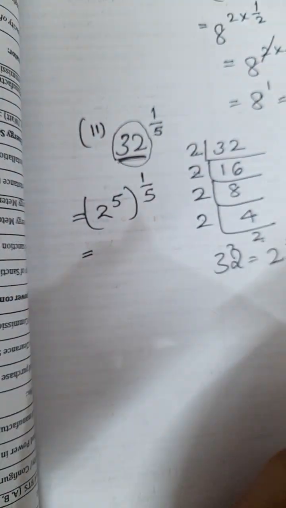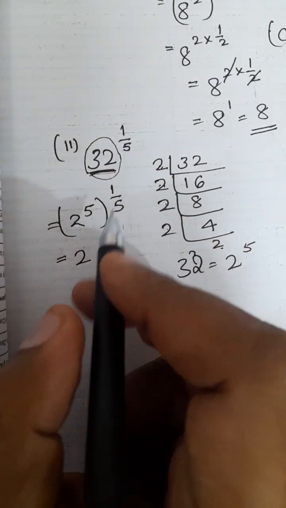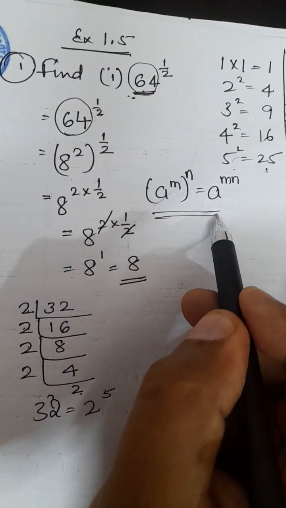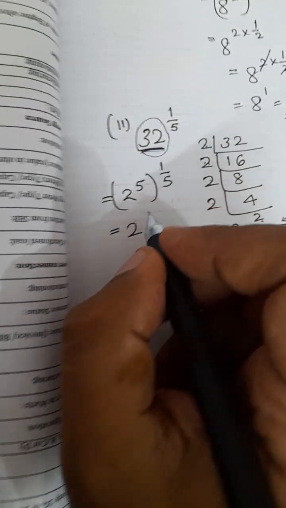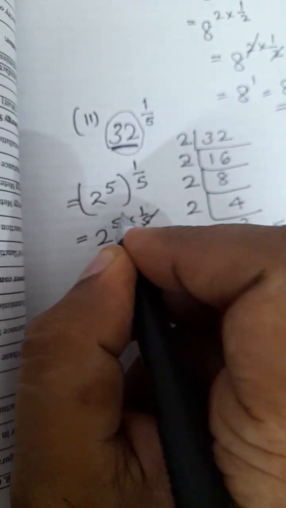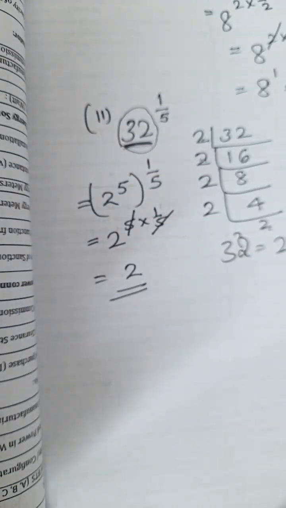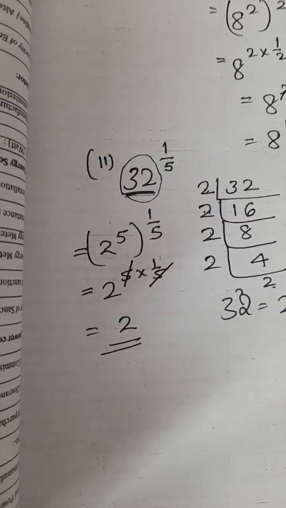So this is equal to 2 to the power, the same rule applies, 2 to the power 5 into 1 by 5. The 5 gets cancelled, so you are left with 2. So the answer is 2.